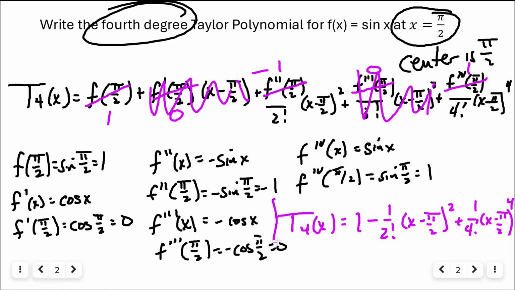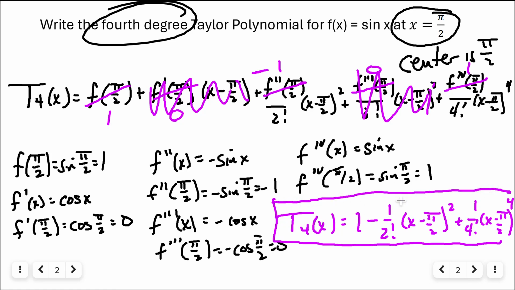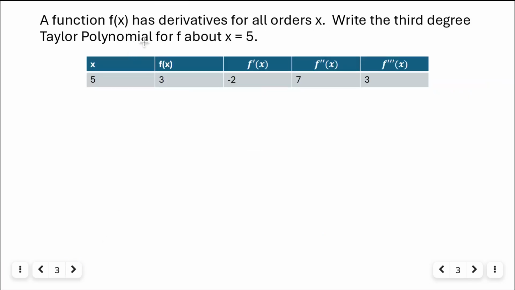And that's the answer. All right, so actually, after all those derivations, the derivation of it is really the tough part. Applying it is actually, for the most part, usually the easiest thing. Like I said, my suggestion is you always write it out first, whatever it is you have to find, write out that polynomial, and then just go find whatever it is they want you to get. All right, let's do the same thing here. So I have a function f of x, has derivatives for all orders x, and I want you to write the third degree Taylor polynomial for f about x equals 5. Okay, so that means the center's at 5.